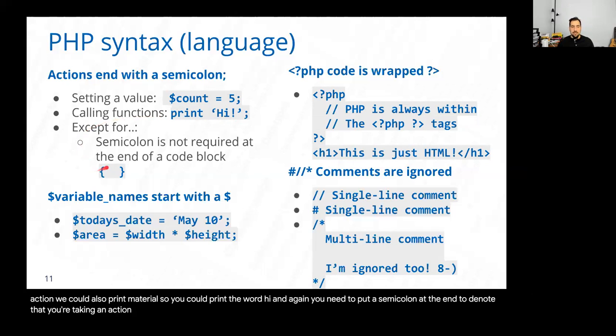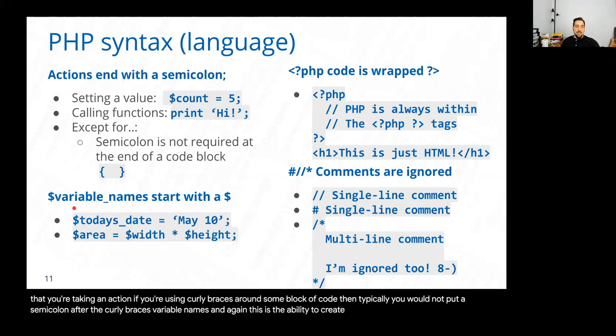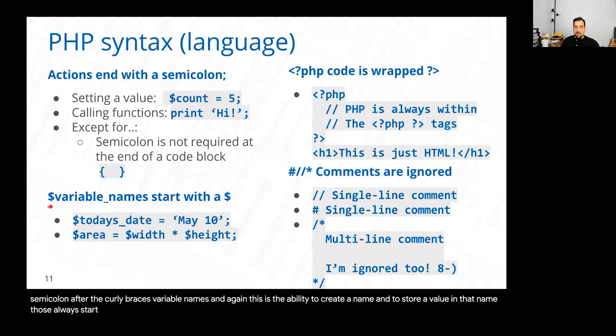There is an exception. If you're using curly braces around some block of code, then typically you would not put a semicolon after the curly braces. Variable names, and again, this is the ability to create a name and to store a value in that name, always start with a $ sign in PHP. So $today's date equals, and you could put a date on the right.